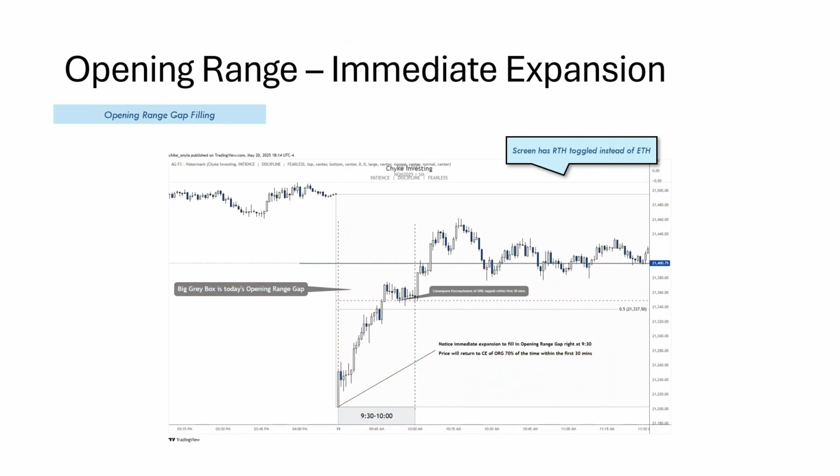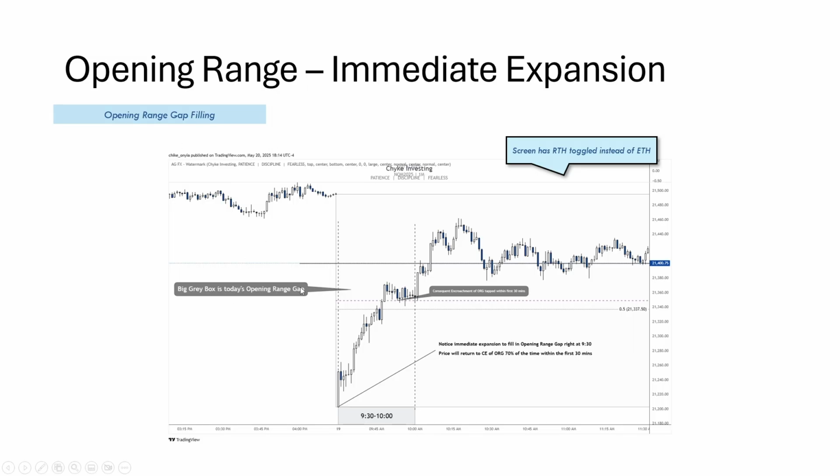Now, you can have a Judas swing, but you could also not. And typically when there's not a Judas swing, there's an immediate expansion. So you can see here at 9:30, also, by the way, keep this in mind, I have this particular screen toggled to RTH instead of ETH, which is regular trading hours versus electronic trading hours. Regular trading hours basically is what it sounds like. It's the trading hours where right after 4:59, trading doesn't pick back up until 9:30. That's what this screen is.